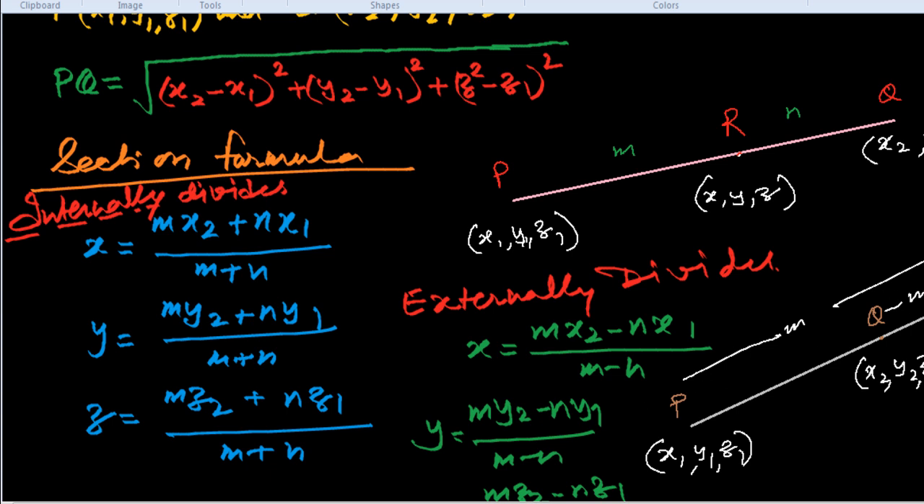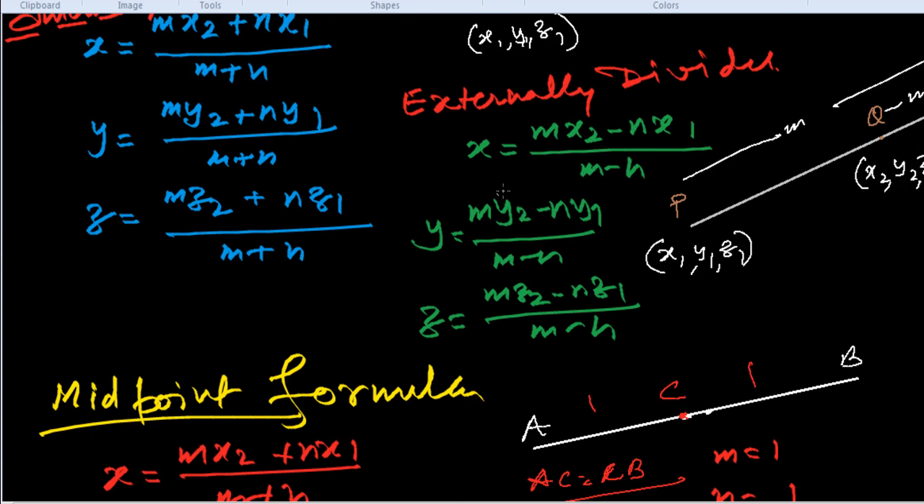Then the formula would be x is equal to (mx2 - nx1) over (m - n), y is equal to (my2 - ny1) over (m - n), z is equal to (mz2 - nz1) over (m - n). So it is similar, but we just have to change the sign in the external case. We have to put the negative sign instead of the positive sign.